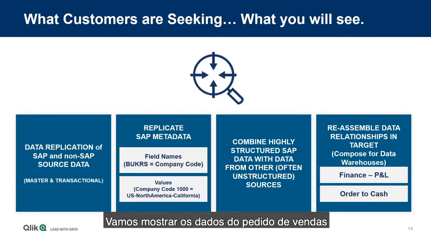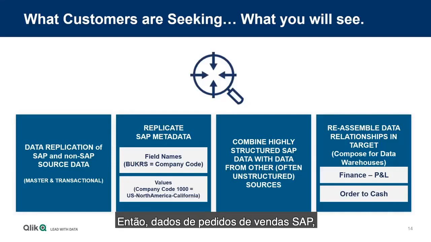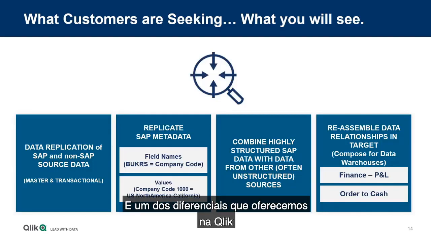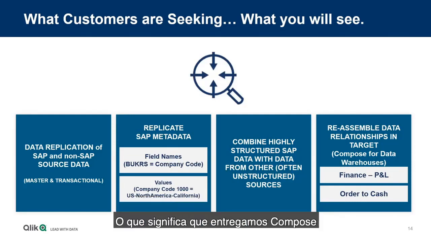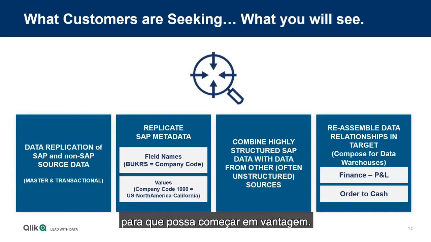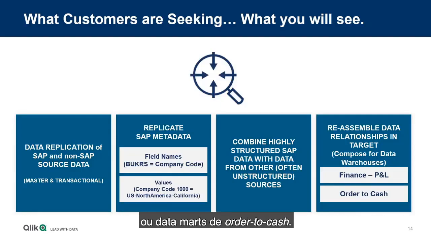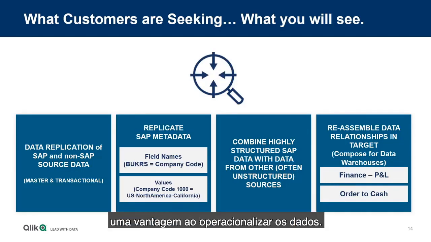We're going to show you sales order data combined with sales order data from Salesforce. So SAP sales order data with Salesforce sales data combined in a single dashboard. And one of the unique differentiators that we provide at Qlik is that we provide accelerators on the SAP objects, which means that we want to deliver Compose with pre-built models around some standard SAP business processes so that you can get a running start. So this can mean financial data marts or order to cash data marts. Again, all designed to give the end user a running start when operationalizing the data.